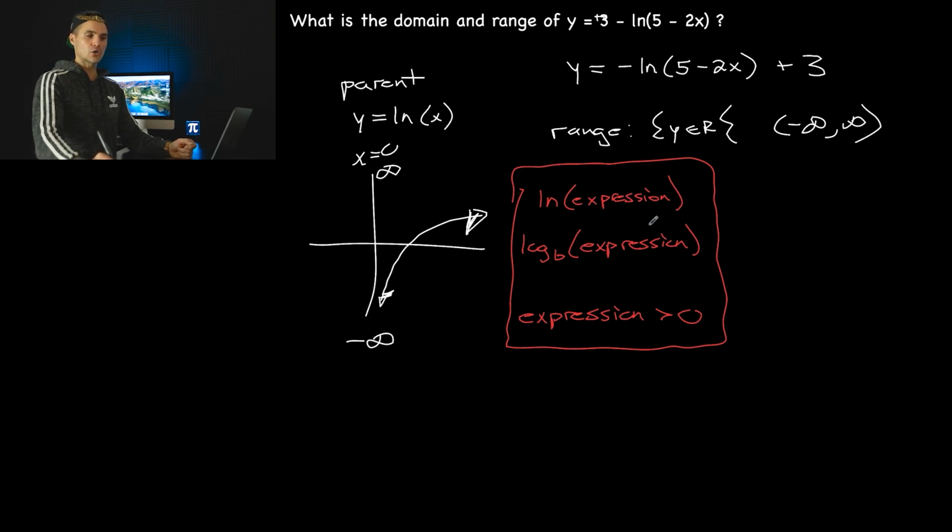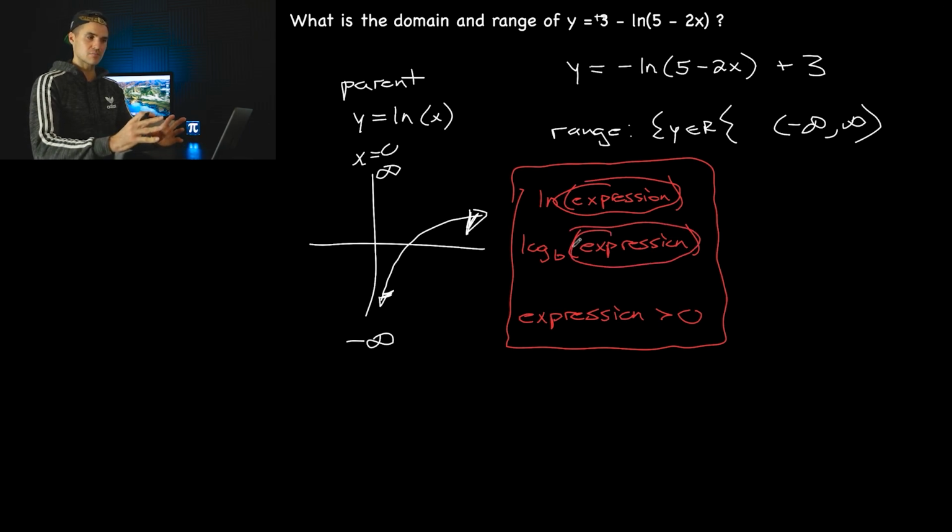Because you can't ln or log a 0. If you try to put ln of 0 in your calculator, it won't work, and you can't ln a negative or log a negative. So whatever's in that bracket, whatever you're taking the logarithm of, always has to be positive. And so you can use this property to find the domain.